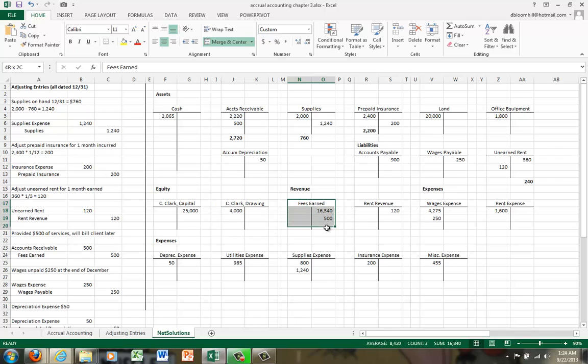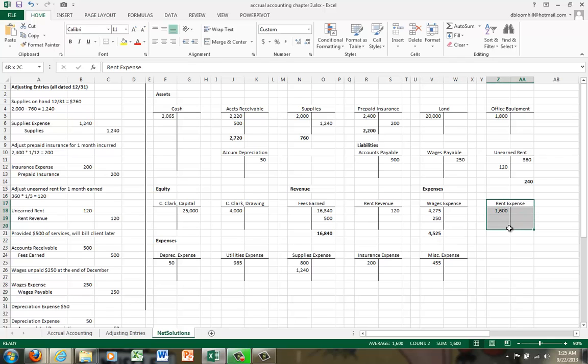On fees earned, we have $16,340 on the credit and $500 on the credit. Because they're both credits, they add to each other, so we have $16,840 on the credit side as our total fees earned. Rent revenue is $120. Wages expense, we have $4,275 plus $250, which is going to be $4,525 on the debit side. Both are debit, so they add and result in debit balances.